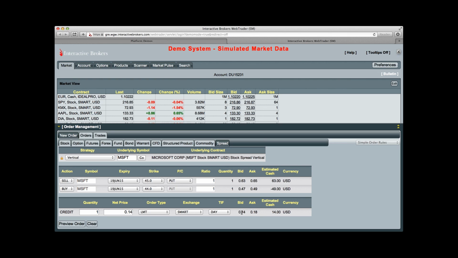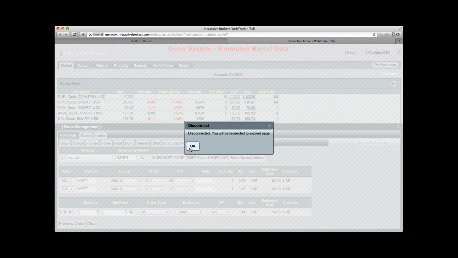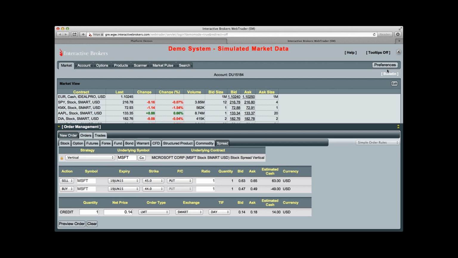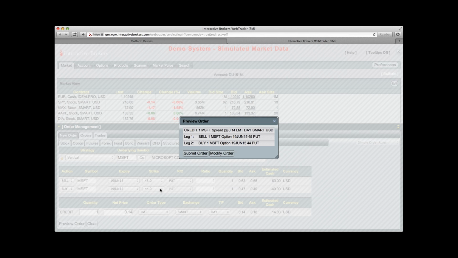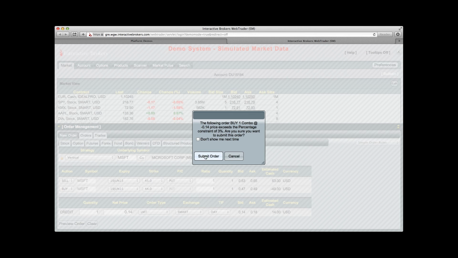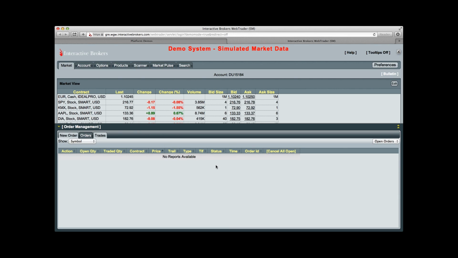Now, normally we would say to you, haggle. If this was a real life trade, we would say haggle here and look for 16 cents, somewhere in the middle. And more than likely you'll get filled. But because we're demonstrating here to you, we're going to click on 14 cents as a limit price and click on preview order straight away. So then you get your preview order. Are you sure you want to place this trade? Sell the $45 put and buy the 44. We do. We click on submit order, and that order has gone into the system now.